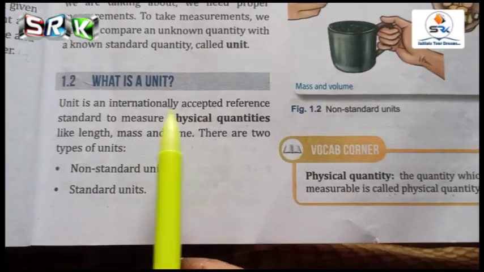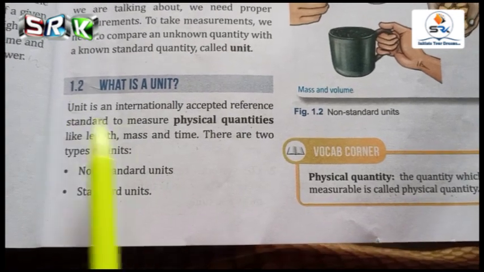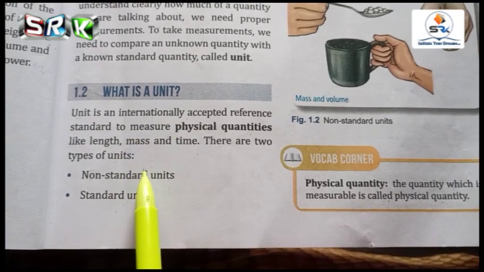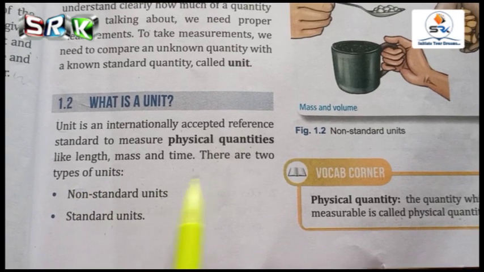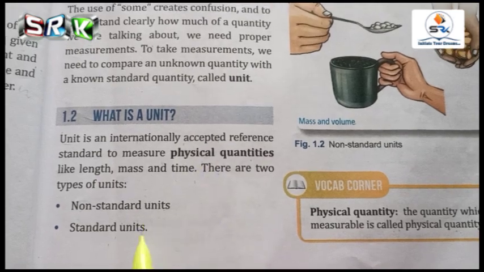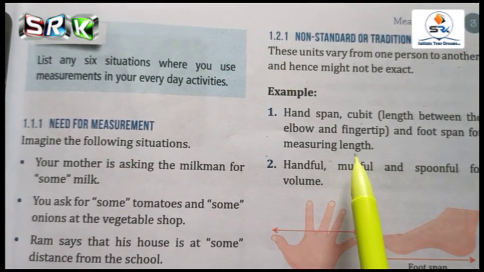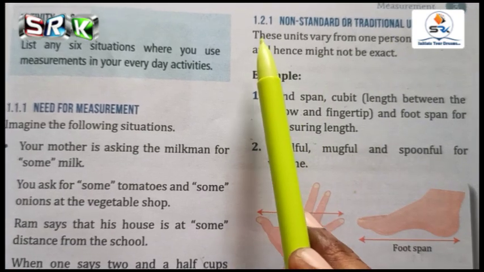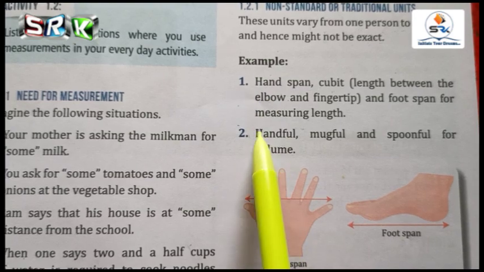Define unit. Starting from this one to this one you have to write. Define unit, first one. Second one: what are the two types of units? The answer for this is starting from this one to this one. And the third one is, define non-standard or traditional unit. The answer for this one is starting from this one to this one. An example also you have to give.